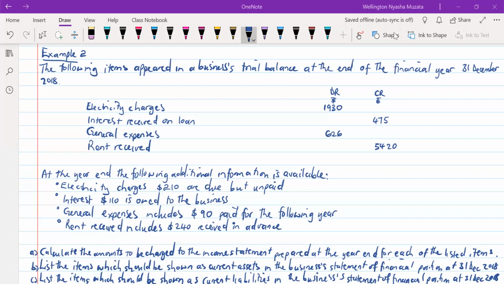Second example, the following appears in a business trial balance at the end of the financial year, at December 31, 2018. You have the list of expenses and other incomes. And we are then told that at the end of the year, additional information is given. Part A, we need to calculate the amounts to be charged to the income statement at the end of that particular year.